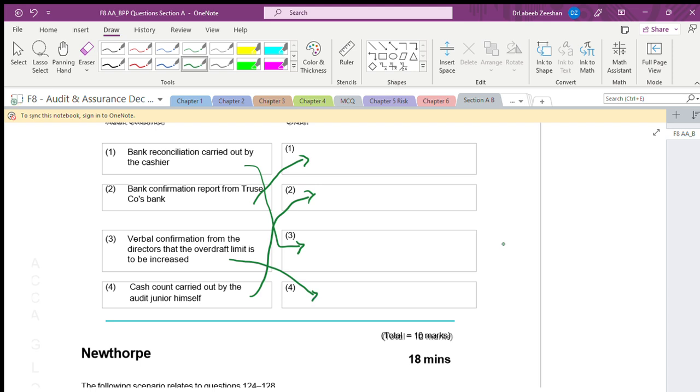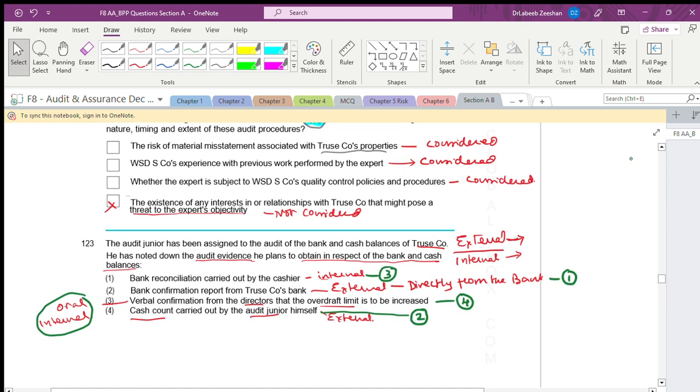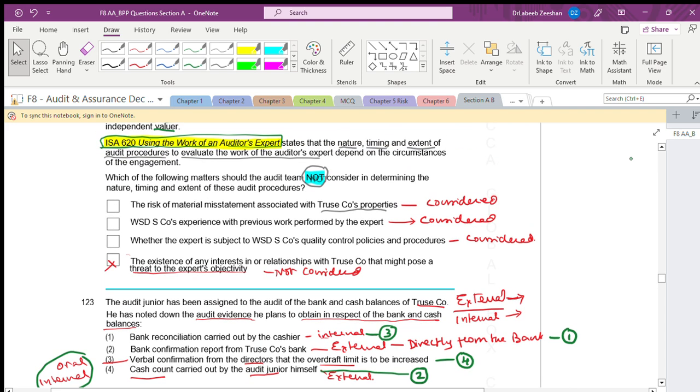This is what we are doing: we are talking in terms of audit evidence. What we have covered in this section relates to cash and bank, in terms of assets, and in terms of expert advice.